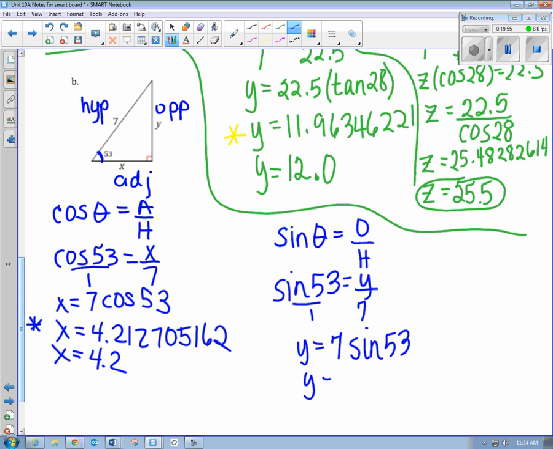Type that into my calculator. I get 5.59044857, and to the nearest tenth, that gives me 5.6 for my final answer on that one.